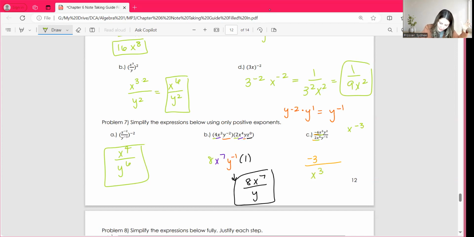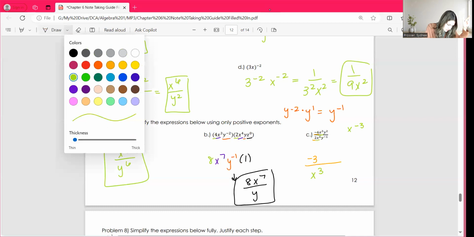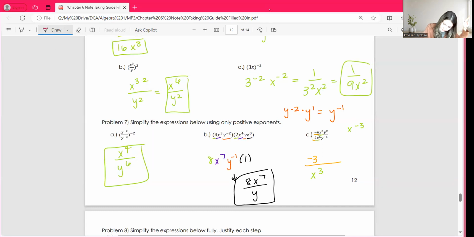And then I've got y squared divided by y to the negative 1. Divide variables, subtract the exponents. So I've got 2 minus negative 1 gives me 3. So I get a y cubed. Okay. So those are some examples.